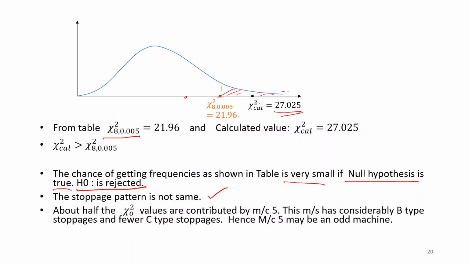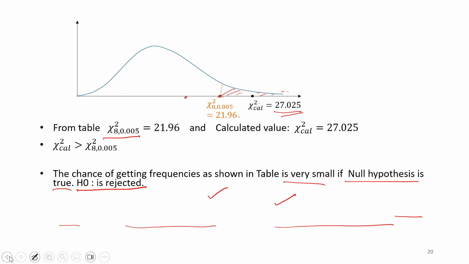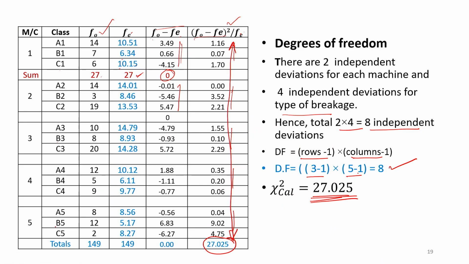You will see that about half of these chi-square values are contributed by machine number 5. If we look at the chi-square data, this machine has considerable B type of stoppages and fewer C type of stoppages. Hence machine 5 may be an odd machine. So if we look at the chi-square data of machine 5, let us go back. Machine 5 chi-square value is how much? 0.04 plus 9 plus 4.9 plus 4, roughly 13.75, 13.77 or 13.81.